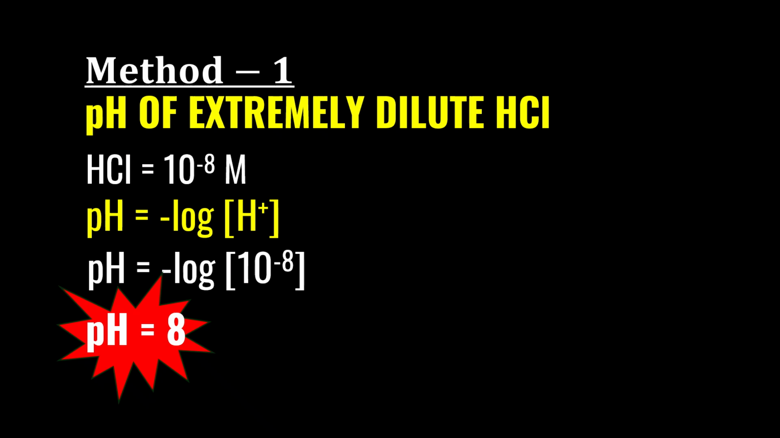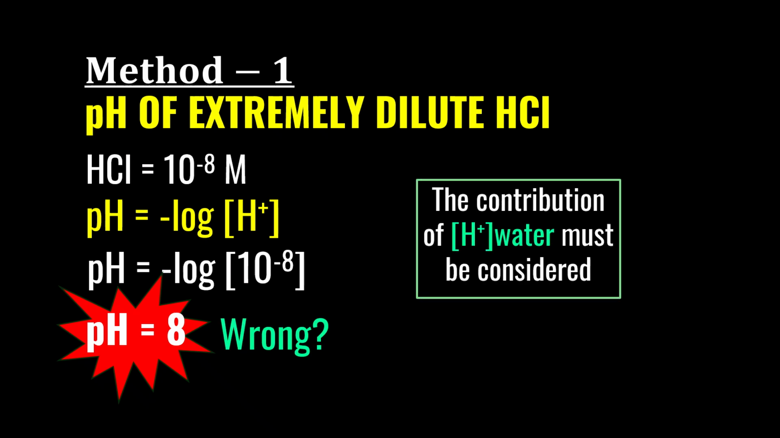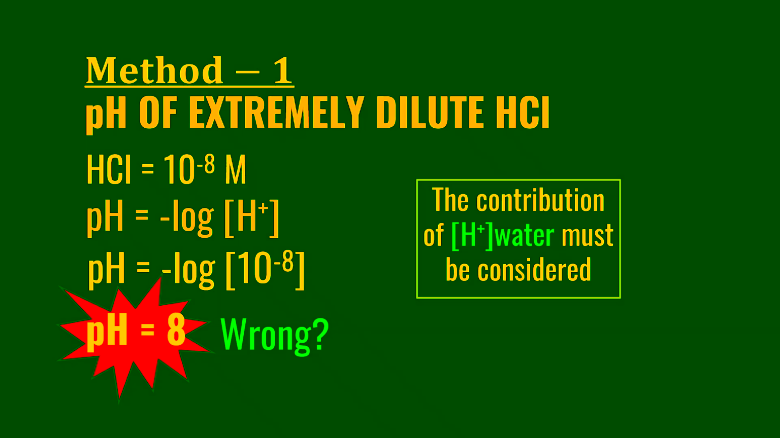The problem is that the hydrogen ion concentration in pure water is 10 raised to the power minus 7. So the hydrogen ion concentration in pure water is way more than the hydrogen ion concentration in the problem. Therefore a proper contribution of water must be given to calculate the pH of this solution.